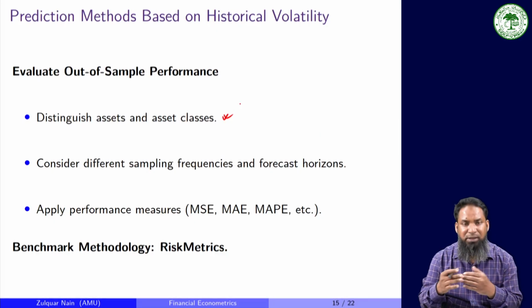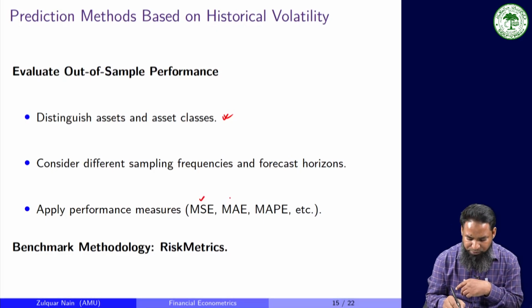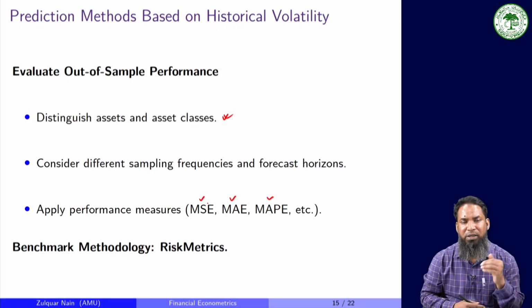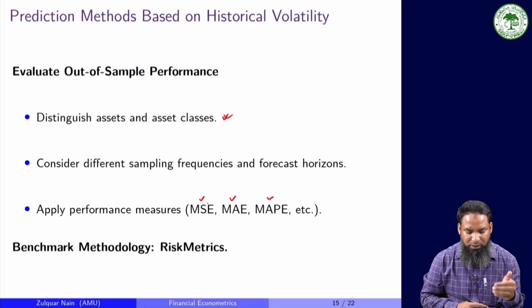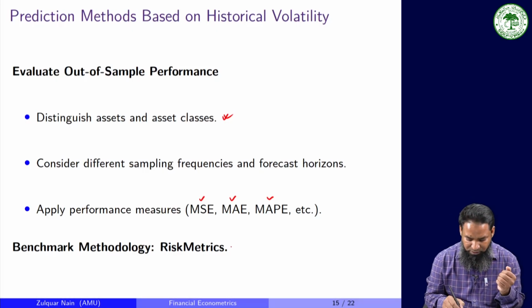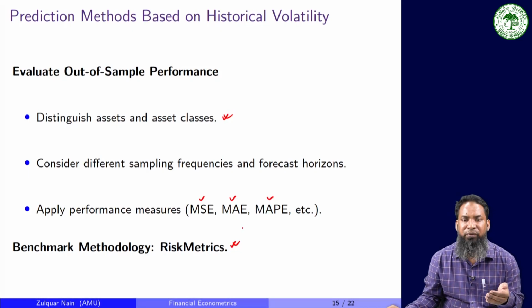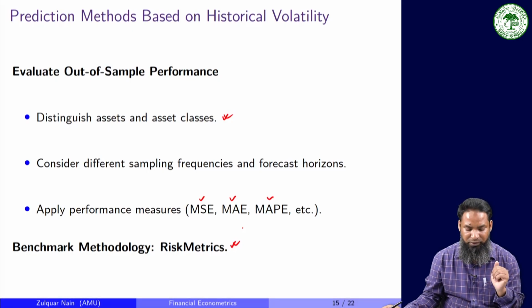Second, there are different measures available, for example mean square error, mean absolute error, or mean absolute percentage error. There are many other measures which we can use to assess the reliability or authenticity of the out of sample performance, or we can say of the predicted volatility. There is a benchmark methodology, which is often known as the risk matrix. So we use this risk matrix to evaluate the forecasted volatility values.